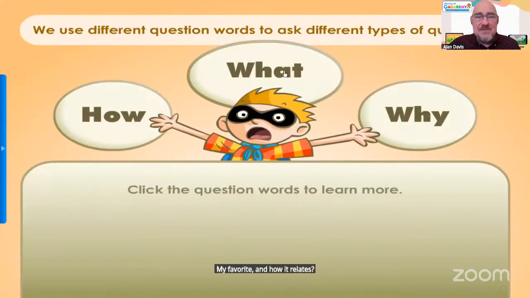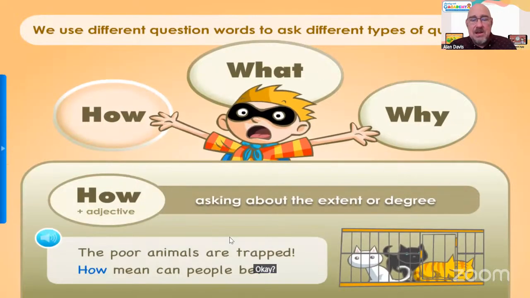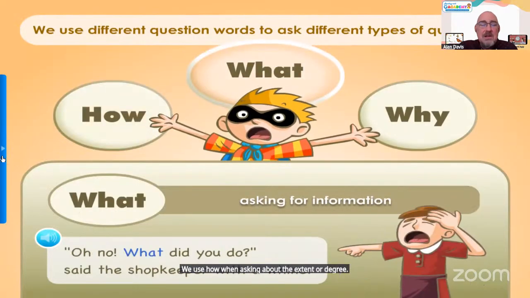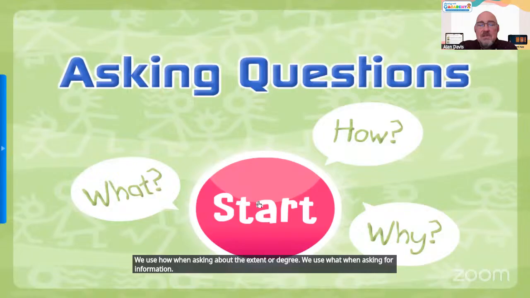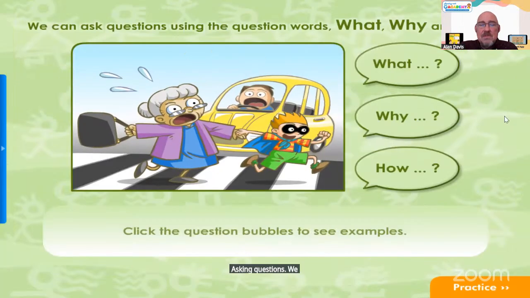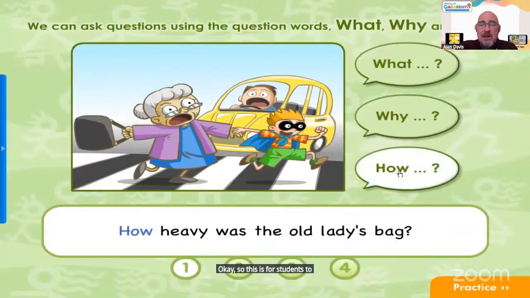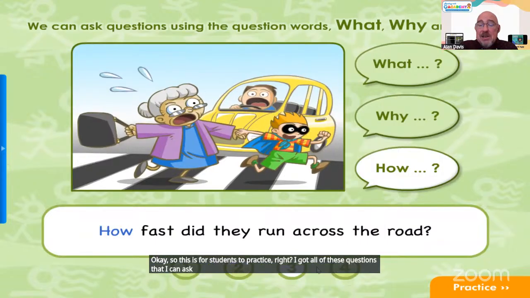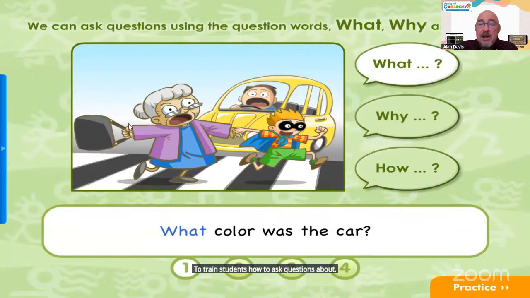We use different question words to ask different types of questions. Okay. We use how when asking about the extent or degree. Okay. We use what when asking for information. Asking questions. We can ask questions using the question words what, why, and how. Okay, so this is for students to practice, right? I got all of these questions that I can ask to train students how to ask questions about what they're actually seeing.